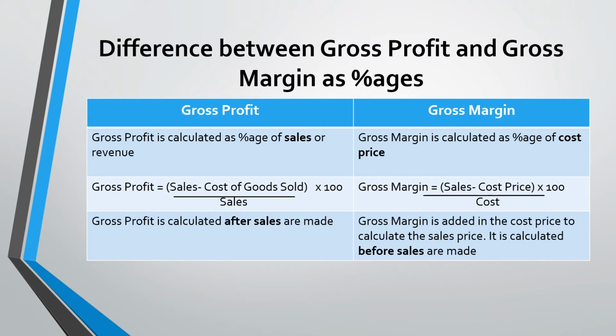Gross profit is calculated as a percentage of sales or revenue, whereas gross margin is calculated as a percentage of cost price. There's a formula for gross profit and gross margin calculation. One has sales as the denominator and the other one has cost. Gross profit is calculated after the sales are made. Gross margin is calculated before the sales are made, because gross margin is added to the cost price to calculate the sales price.